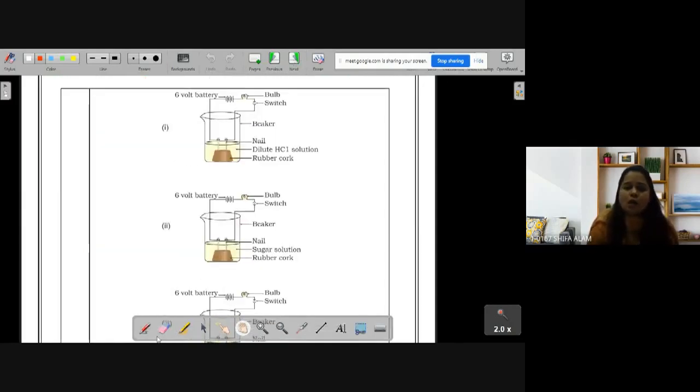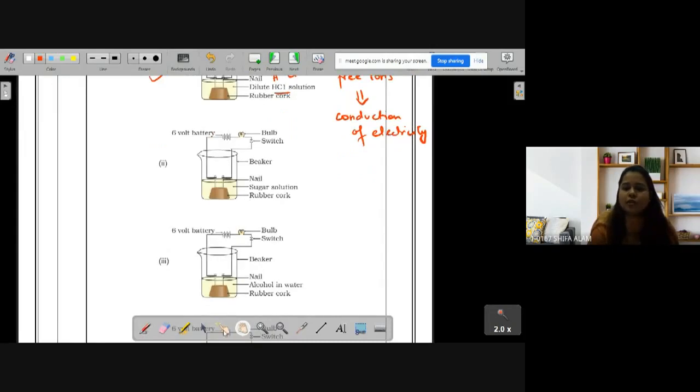We notice that for the bulb to glow, we need to have current, and for that, free ions are responsible for the conduction of electricity. So free ions are possible in which of the following solutions? Dilute HCl would give me H plus and Cl minus ions. So yes, it will help in the conduction of electricity.